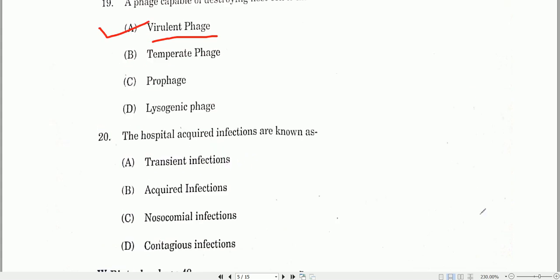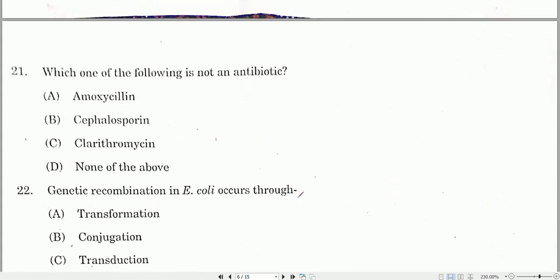Coming to question number 20. The hospital acquired infections are known as your nosocomial infection. So option C will be the correct one. Coming to question number 21. Which one of the following is not an antibiotic? So amoxicillin is an antibiotic, cephalosporin is an antibiotic, clarithromycin is also an antibiotic. So option D will be the correct one.